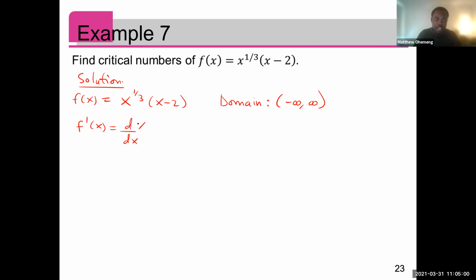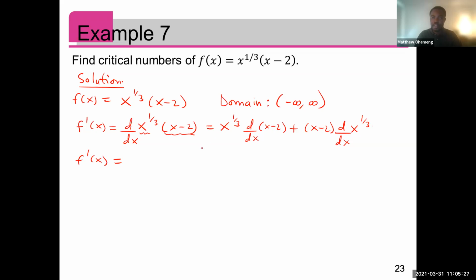So that would be d over dx of what? x to the 1/3 times (x minus 2). And then you try to differentiate this, right? So this one, we employ the product rule, because it's a product of functions. So I'll say leave this one, multiply by the derivative of x minus 2, plus leave x minus 2, multiply by the derivative of x to the 1/3, right? And then I move on.